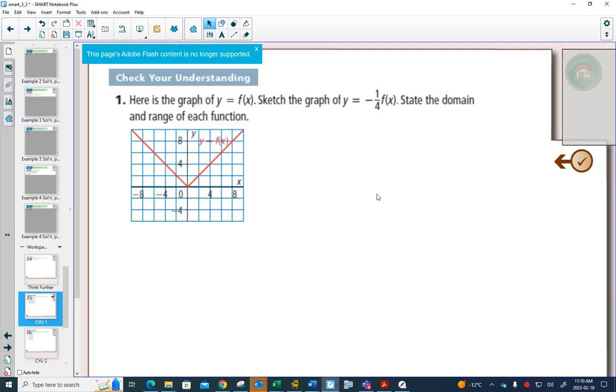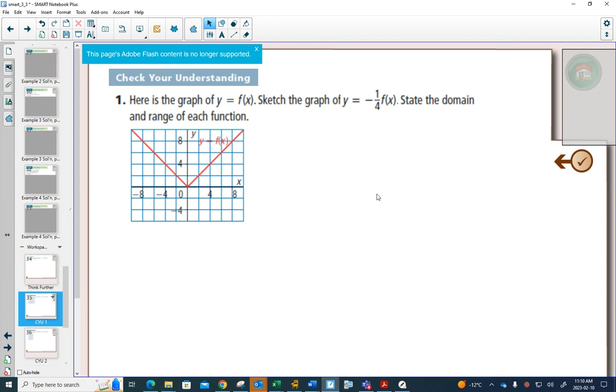So first of all, here's a graph of f of x. I hope you notice that that's one of the graphs that you know. Do you recognize its shape? Do you see that that's the absolute value of x graph? Okay? So they want us to sketch the graph of y equals negative 1/4 f of x.